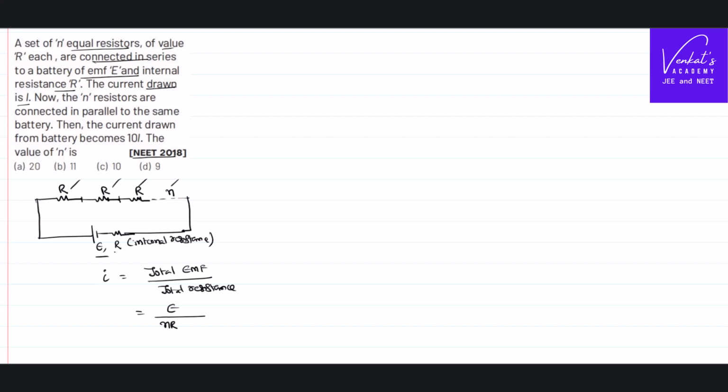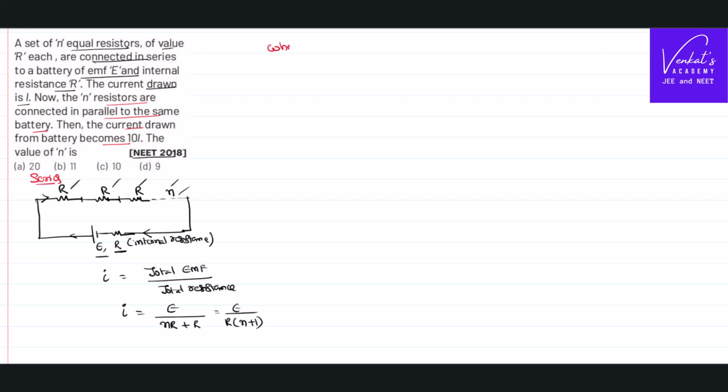And as I told, this internal resistance behaves like a series resistance. So, for all this nR, this R also behaves like a series resistance. Current goes this way. So, nR plus R, that is the total resistance, and the current I is E by R of n plus 1, that was given to us in the problem as I. Now, if the n resistors are connected in parallel to the same battery, the current drawn from the battery is 10I. So, this is all when they are connected in series.